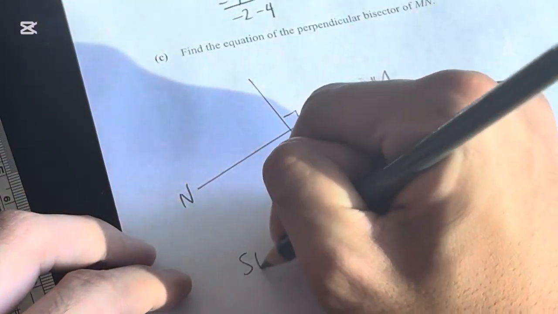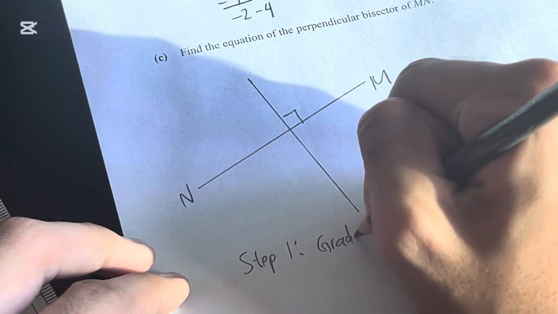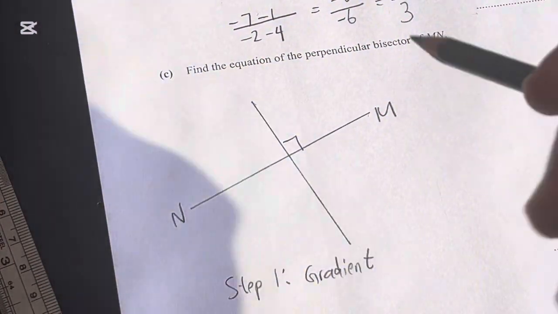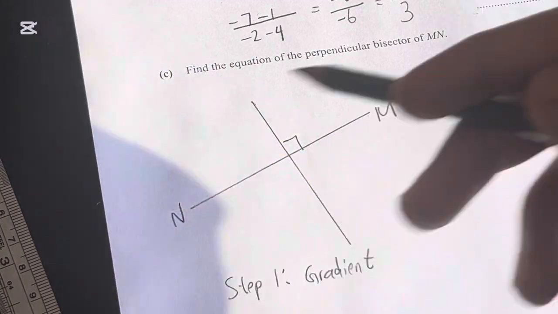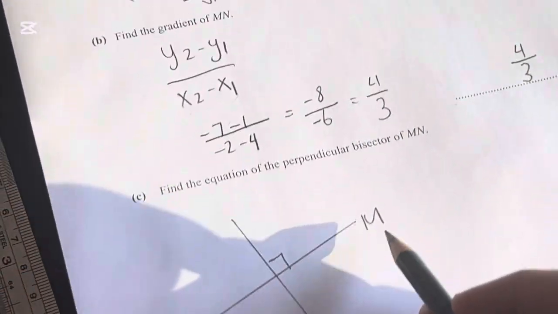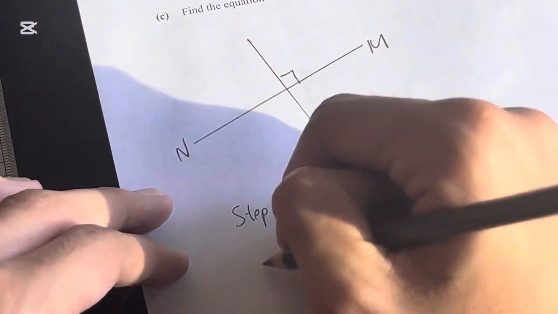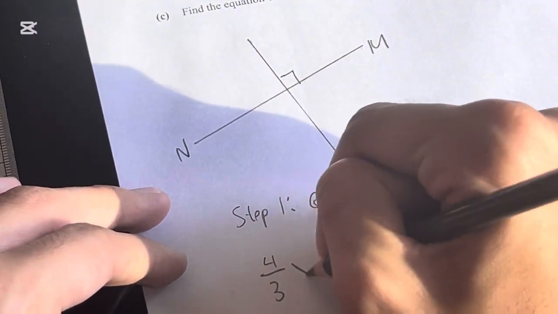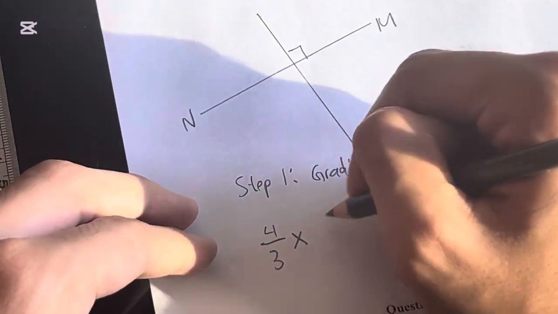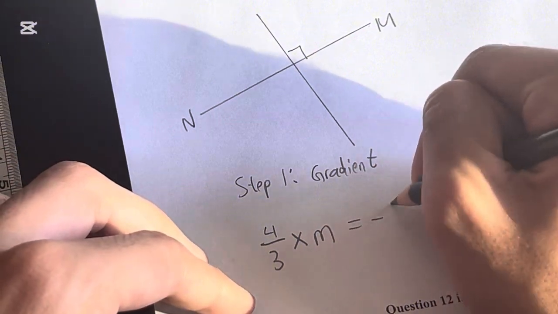So step 1, gradient. Now there is a rule where if one line is perpendicular to the other line, then the product of the gradients of those two lines is equal to -1. So since MN has a gradient of 4/3, so 4/3 multiplied by the gradient of this line, we don't know the gradient of this line, so I'm just going to call this m. Then the product of these two will equal -1.